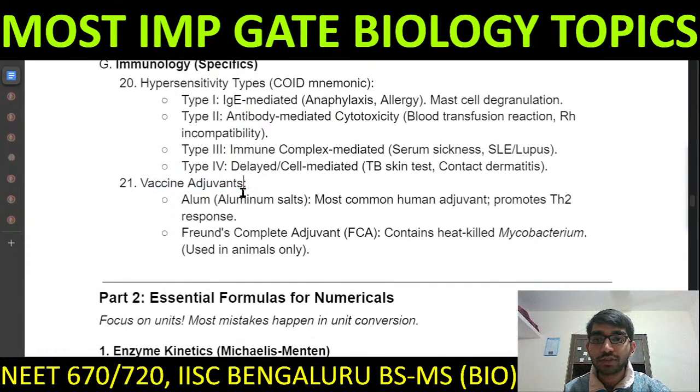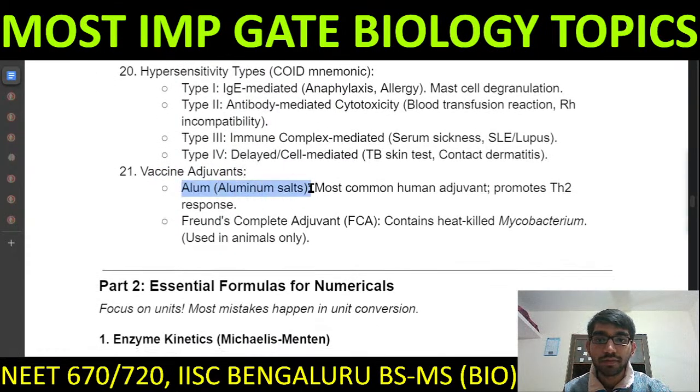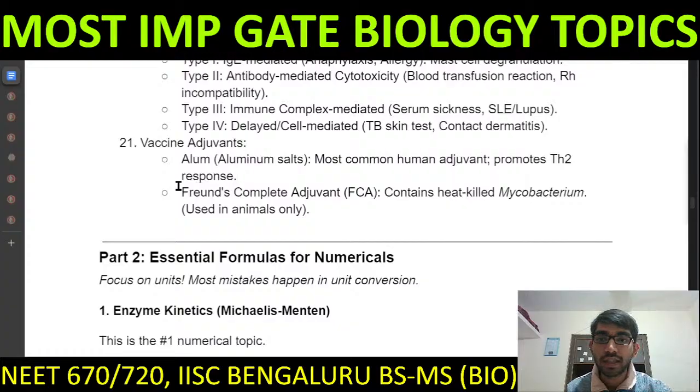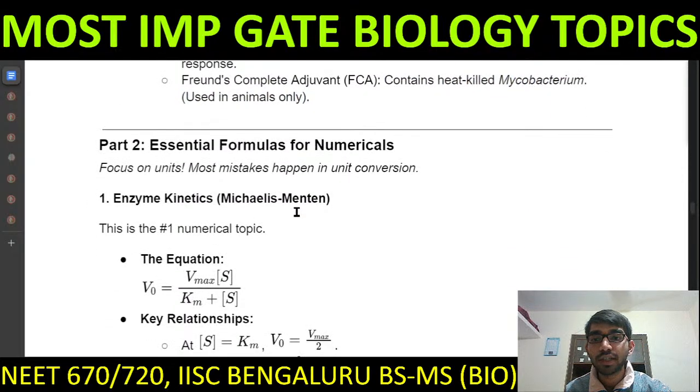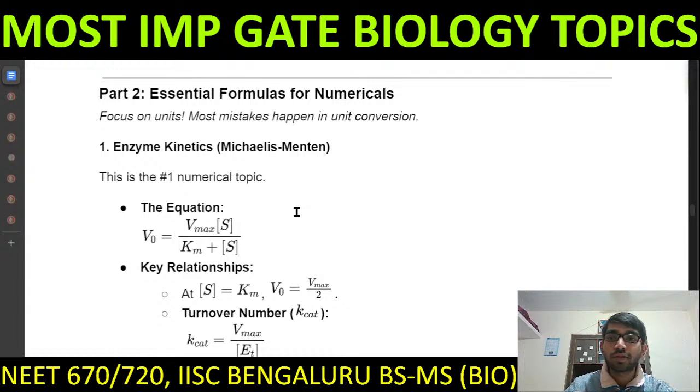Coming to vaccine adjuvants, alum, which is basically aluminum salts, is the most common human adjuvant and promotes the T helper 2, Th2, response. And then there is FCA, or Freund's complete adjuvant, which contains heat-killed mycobacterium, and it is used in animals only. So this was about the important facts.